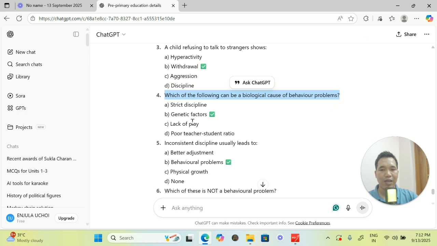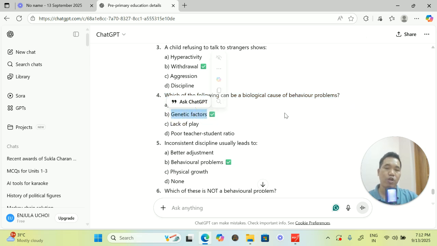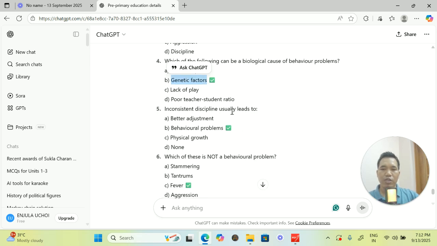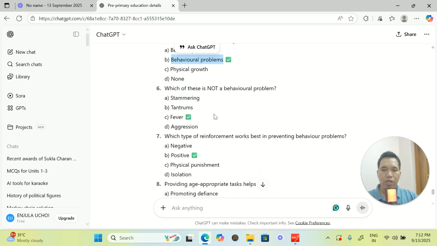So it's already given, the genetic factor, which I have already given there. That can be the problem because of your genes, your family generations' problems, all these things. So inconsistent discipline usually leads to what? That is also very important. Behavior problem, that is another important point. Which of these is not a behavior problem?